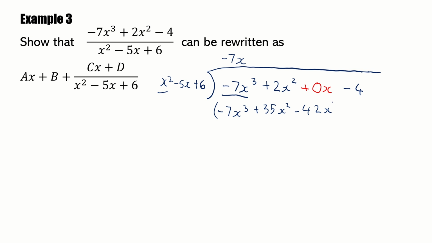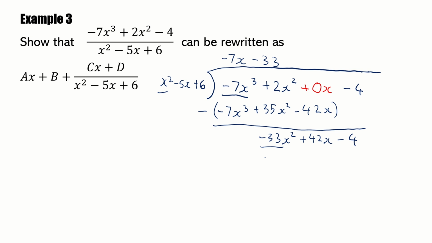And then you've got to subtract all of that from the row above. So the 7x cubes will cancel out. We've got 2x cubed minus 2x squared minus 35x squared, which is minus 33x squared. We've got 0 minus 42x, which is a positive 42x. And we've got the minus 4. Highest power thing here, divided by highest power thing over there. Minus 33x squared divided by x squared is minus 33.